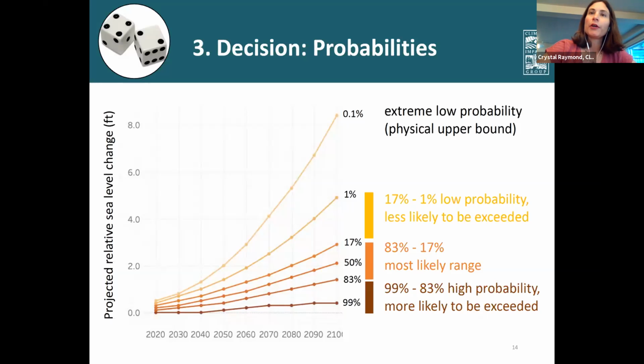And at the very low end of the probabilities, we have the 0.1% probability. This is an extreme low probability that's intended to be a physical upper bound to what sea level rise projections could be in the future. And the idea with this is simply that even with additional research on sea level rise, this upper bound is unlikely to be revised in the future.